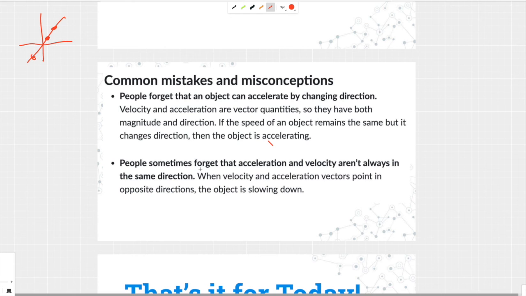And people sometimes forget or don't understand that velocity and acceleration can be in different directions. You can be moving in one direction, but your acceleration can be in the other direction. For example, when you're driving and slowing down, your acceleration is backward, but your velocity is still that way, even though it's slowing down.